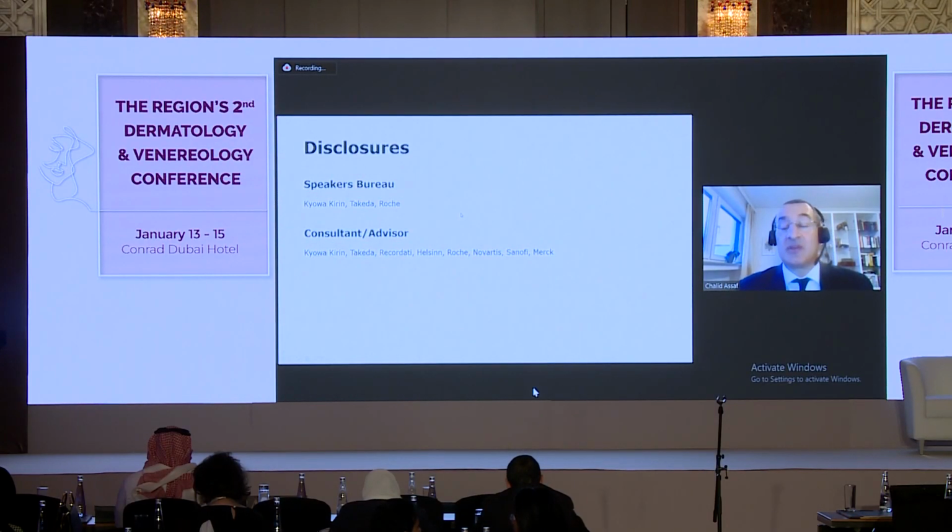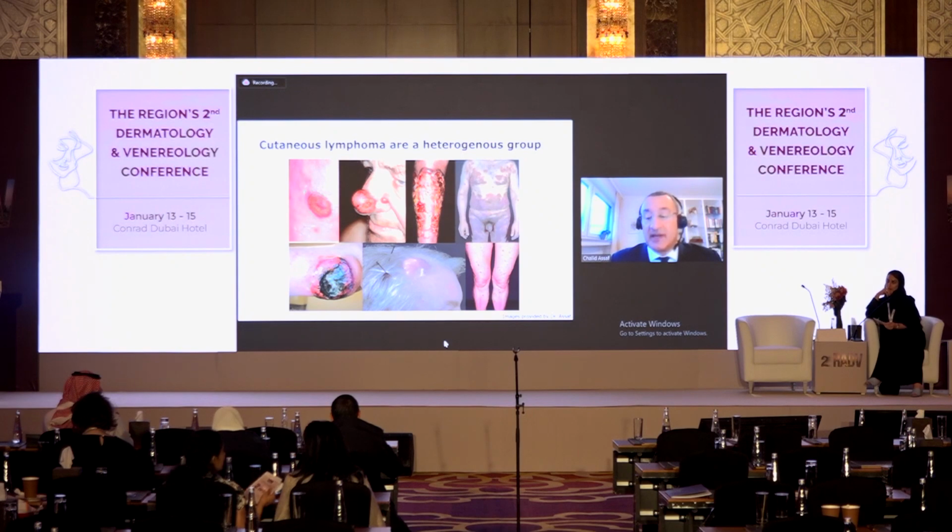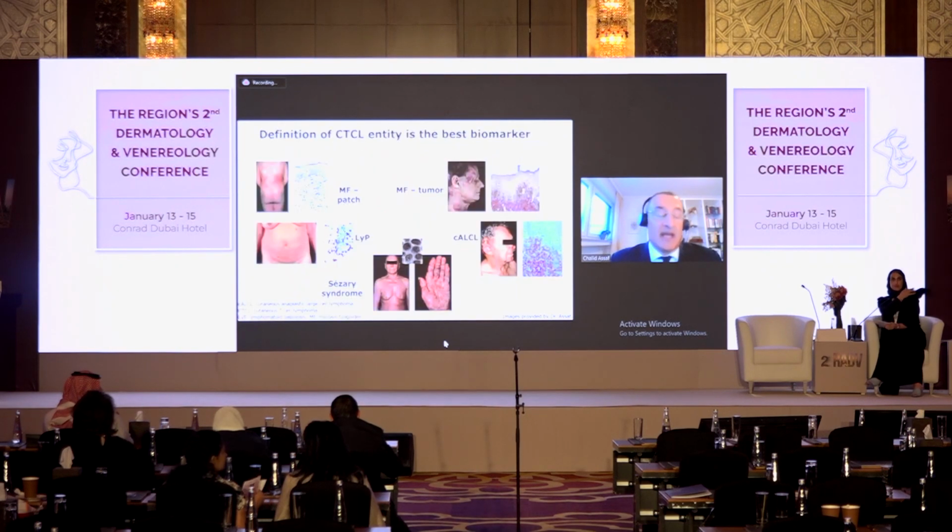Okay, you see, these are my disclosures. So cutaneous lymphomas are a heterogeneous group. We have B-cell lymphomas, we have T-cell lymphomas, and lymphomas originating from other types of cells like NK cells, and all of them have a different clinical presentation, a different histology, and most important, different prognosis. So the definition of the cutaneous lymphoma entity itself is the best biomarker. Before you start with staging and treatment, you have to know which type of cutaneous lymphoma it is.